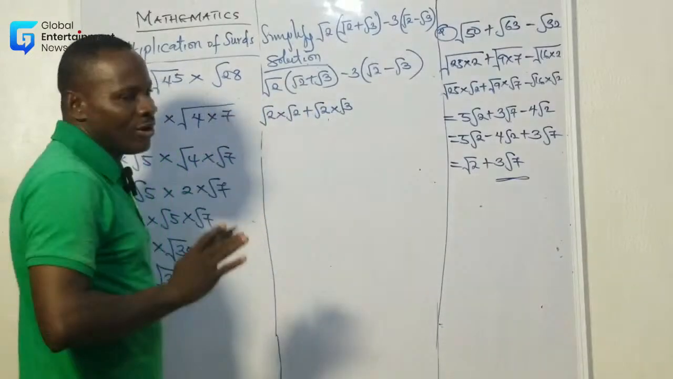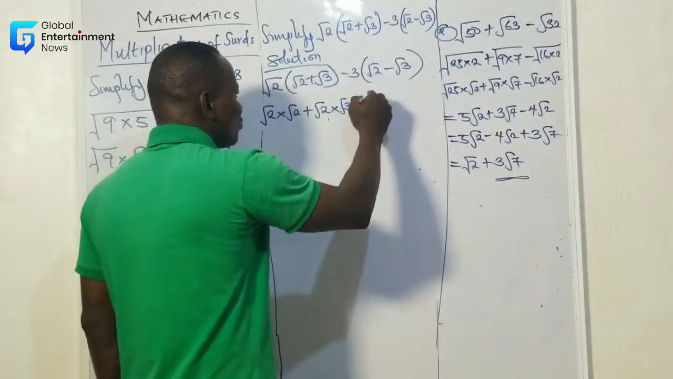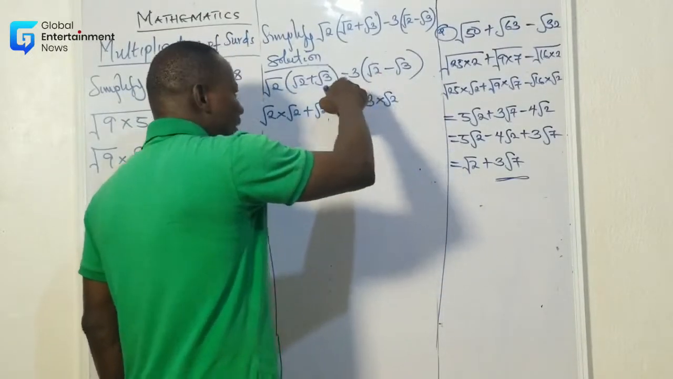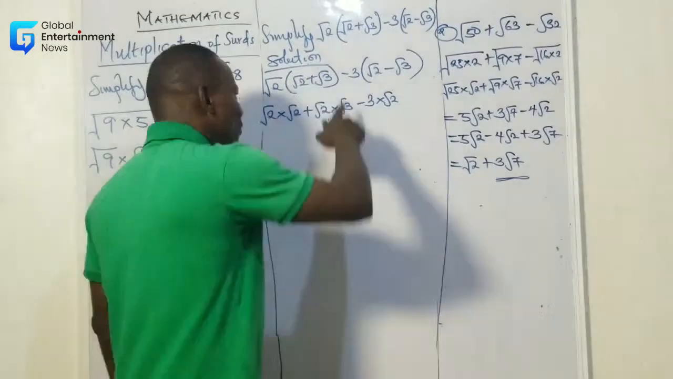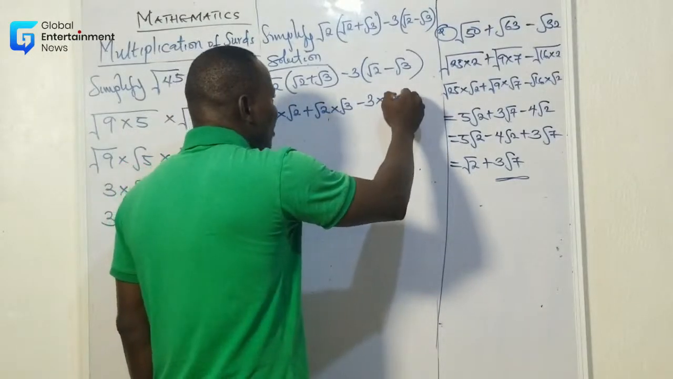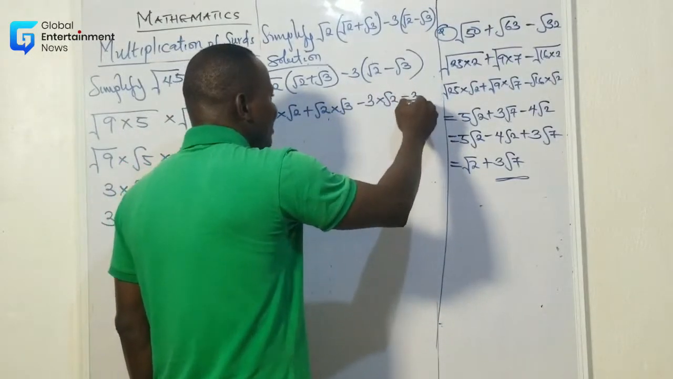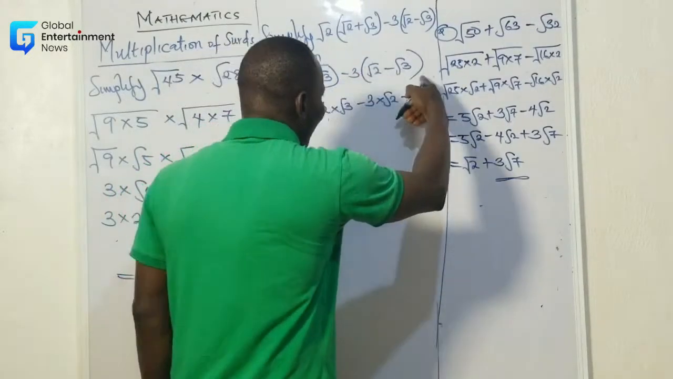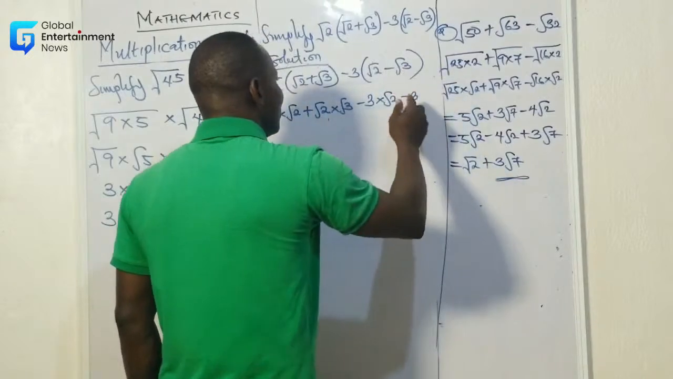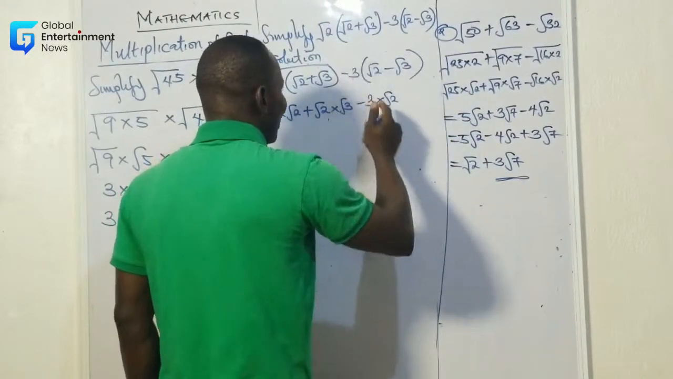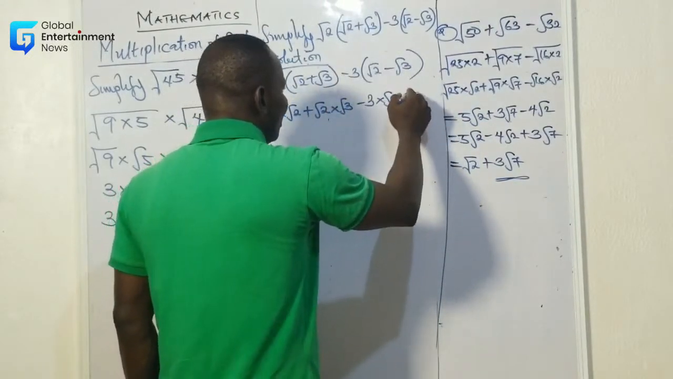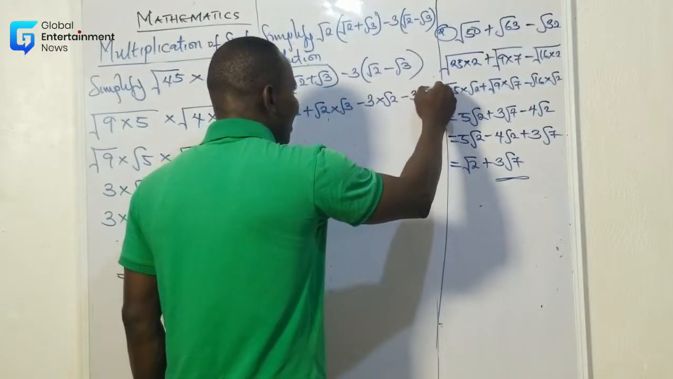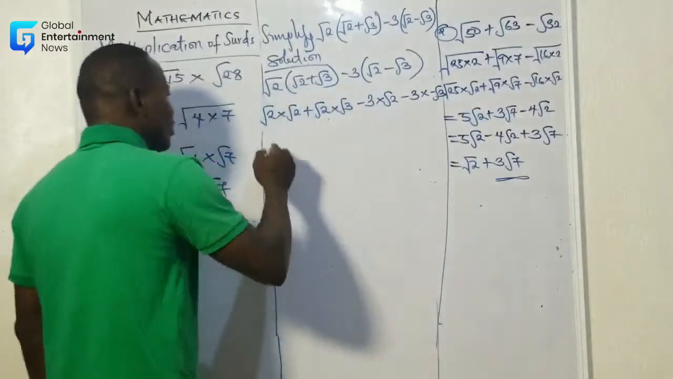I move to the second one. Minus 3 times root 2, minus times minus. Don't forget this particular number. Don't forget this particular operation. So we have minus 3 times minus root 3, which is going to give me plus. Minus times minus is plus. So this one is going to be minus 3 times minus root 3.